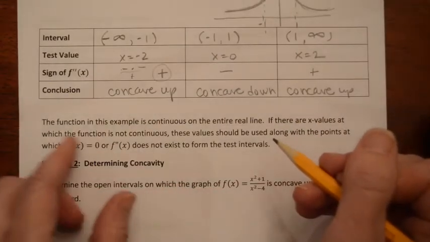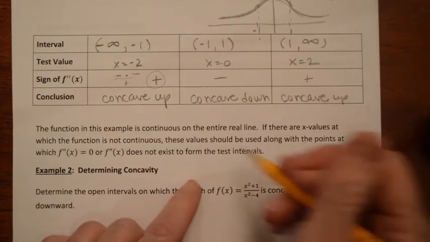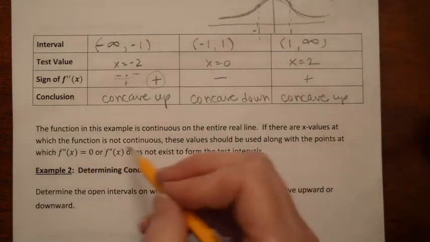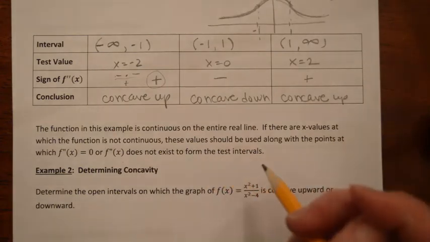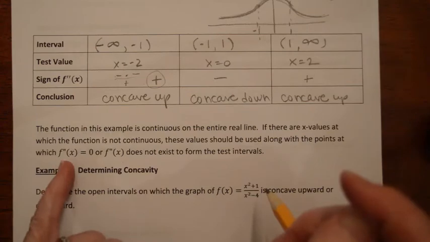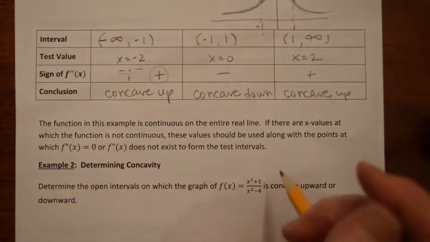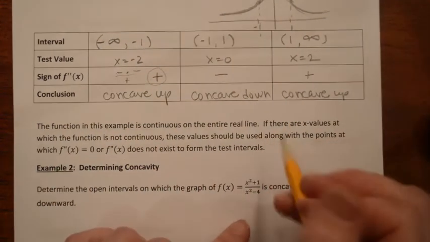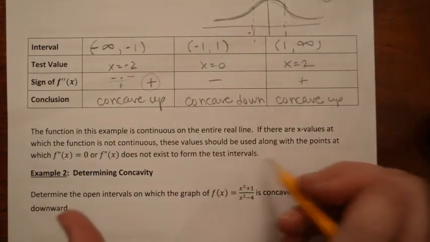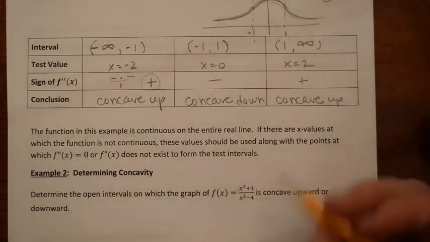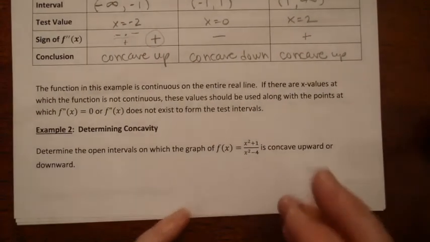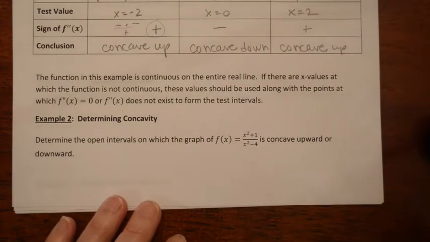All right, and it tells us down here, the function is an example of something that's continuous on the entire real line. If there are x values at which the function is not continuous, you also have to use those along with your points where the second derivative is 0 or where it isn't defined. Again, we saw that in one of our examples in 3.3. We can't skip the places where it's discontinuous. We have to add that to our table. So we're going to have an example of that now in example 2.